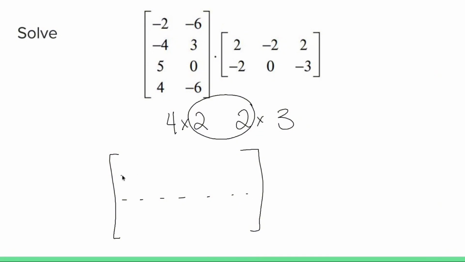Let's split things up. Those are my 1, 2, 3, 4 rows. And I'm going to have 1, 2, 3 columns. In order to make this happen, we need to take our first matrix and split it up by its rows, and take our second matrix and split it up by its columns. All right. In each part, we're going to have 2 elements plus 2 elements.